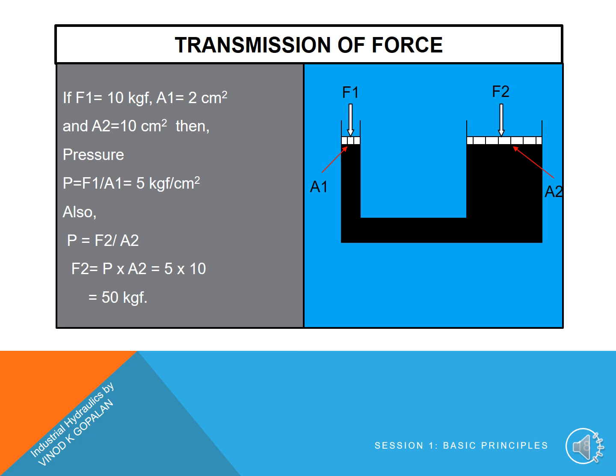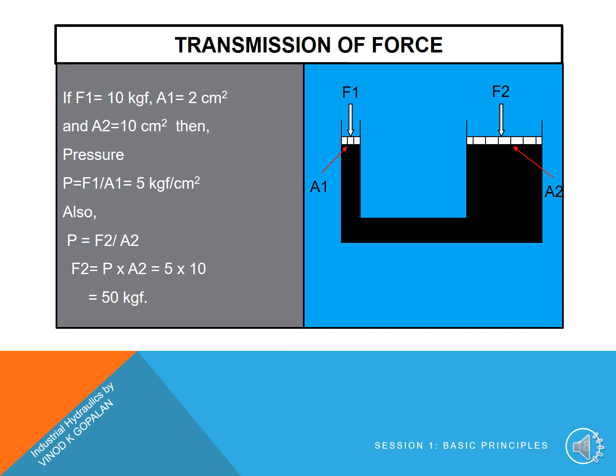Transmission of force. The picture shows a confined fluid. A force F1 equal to 10 kgf is applied to a piston of area A1, that is equal to 2 square centimeters. On the other side, there is a piston of area A2 equal to 10 square centimeters. Let us assume it lifts a force F2 kgf.